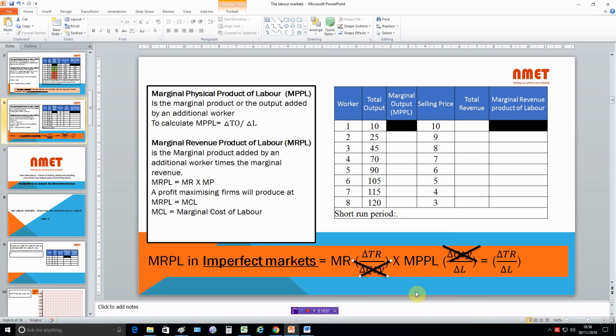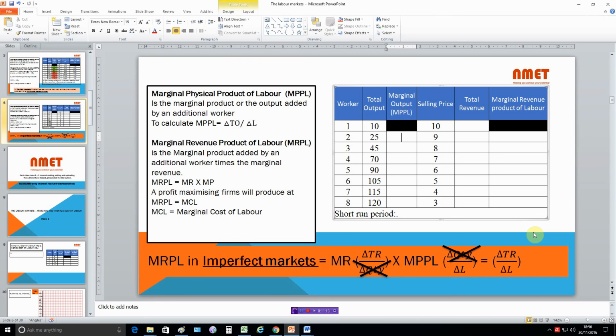And it's change in total revenue over change in labor, isn't it? And that is why we can just talk about change in total revenue. And that is what you did in the previous slide in the perfect markets. Right, let's calculate this again.